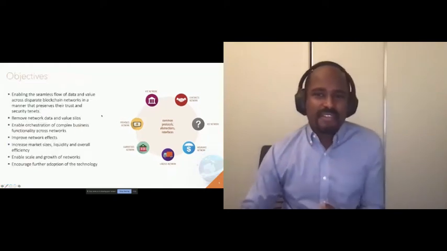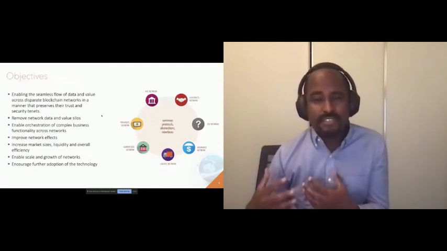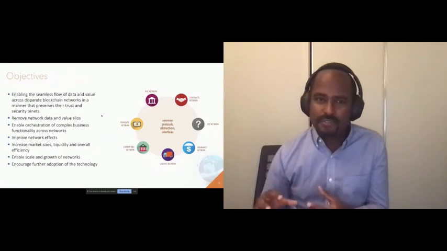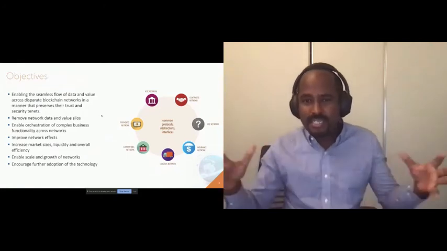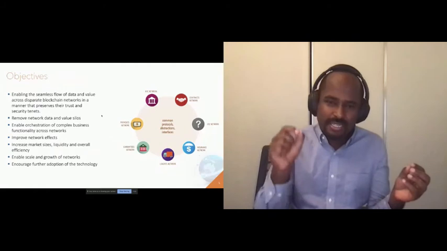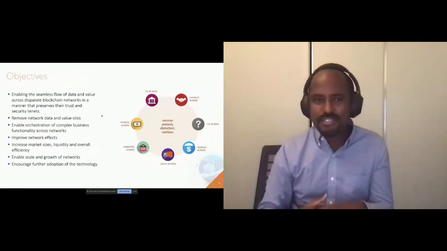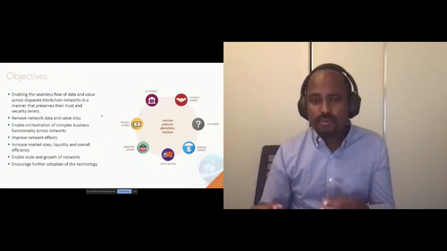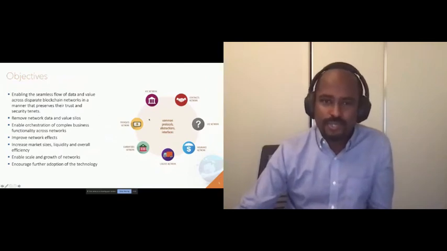So, as I mentioned, essentially what we want to do is have seamless flow of data and value between these networks. The advantages of doing this are somewhat clear. Obviously, we're removing data and value silos that are being trapped in each of these networks today. We're able to orchestrate complex business processes and, in a sense, digitize end-to-end business processes as opposed to niche use cases in isolation. We're able to improve network effects, increase market size and overall efficiency. Networks are better able to scale and grow. And all of these, we think, would be somewhat critical for the next step of this technology, for the further adoption of this technology. Right? So that's why we think blockchain interoperability matters.